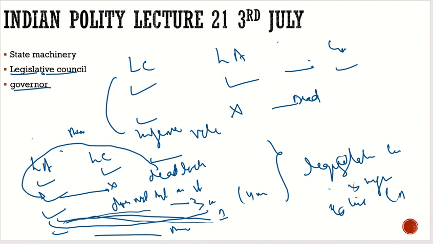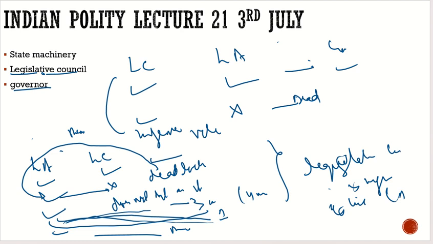The maximum the legislative council can do is delay the passage of bills by a maximum of 4 months, after which they will be deemed to have been passed. So this is about the legislative council. These are some important points which you need to know about it. You may be asked to compare it with the Rajya Sabha. So I guess this is very much clear.